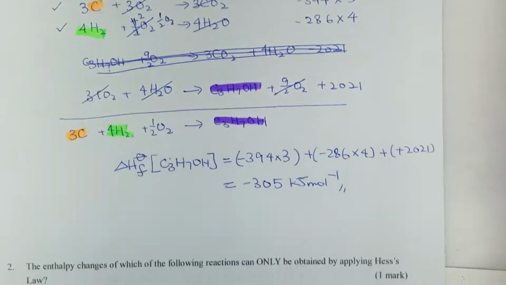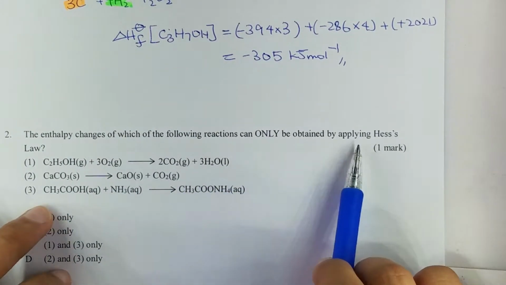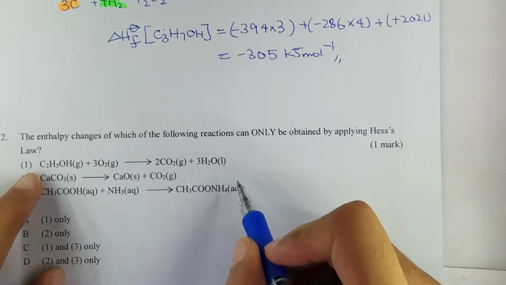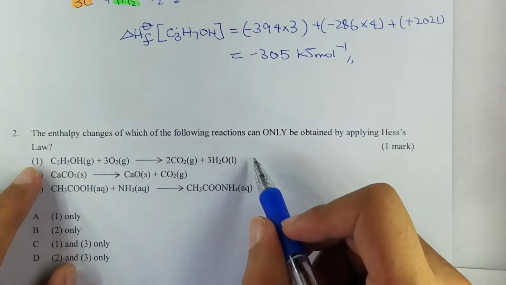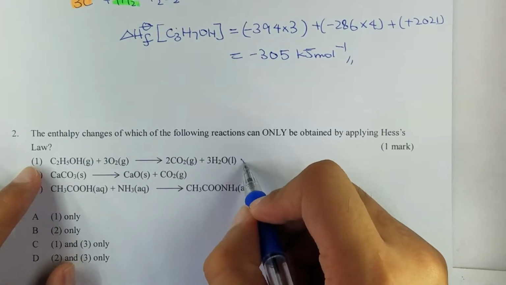Okay. Now question 2, the enthalpy changes of which of the following reactions can only be obtained by applying Hess's law? So Hess's law states that you need to have initial, final minus initial. In other words, you must have multiple stages. So let's look at the first one. The first one is combustion of ethanol. Now, combustion of ethanol can be directly calculated through experiment. So we have done experiment of propanol in the lab, so you can directly find.